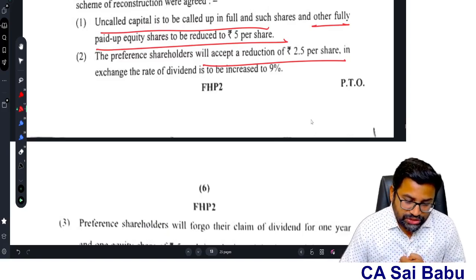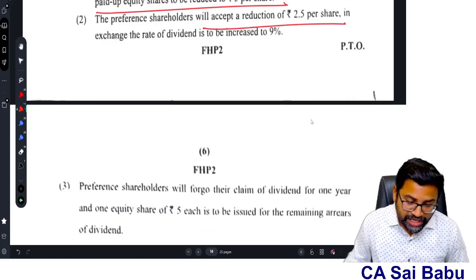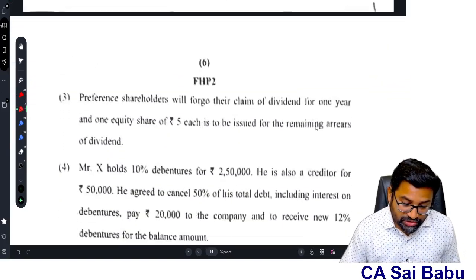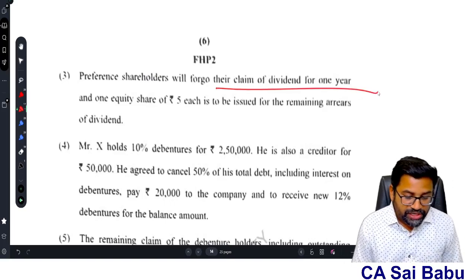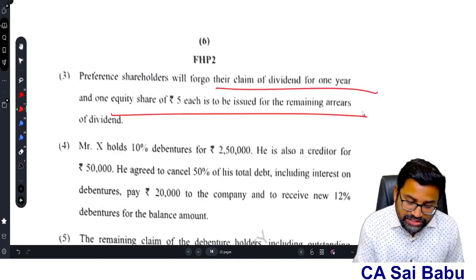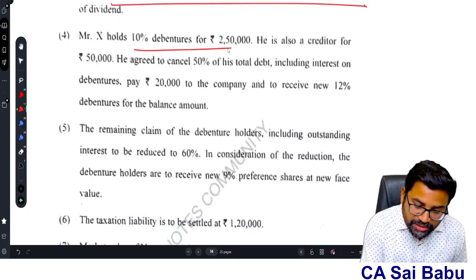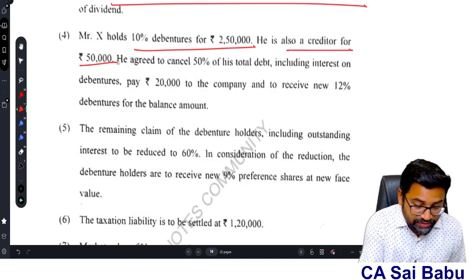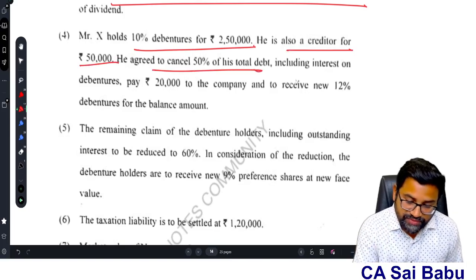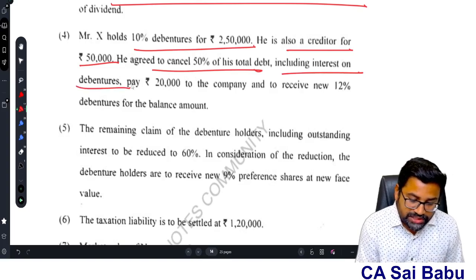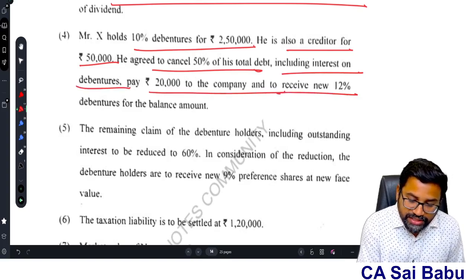In exchange, the rate of dividend is to be increased to 9%. Preference shareholders will forego their claim of dividend for 1 year. One equity share of 5 each is to be issued for the remaining arrears of dividend. Same. X holds 10% debentures, 2,50,000, is also creditor for 50,000. He agreed to cancel 50% of his debt, including interest on debentures, pay 20,000 to the company and receive new.